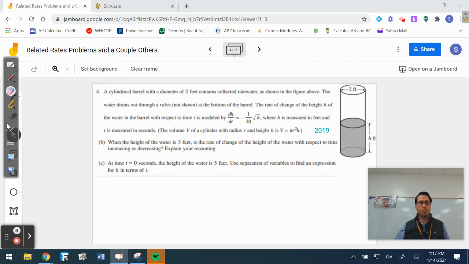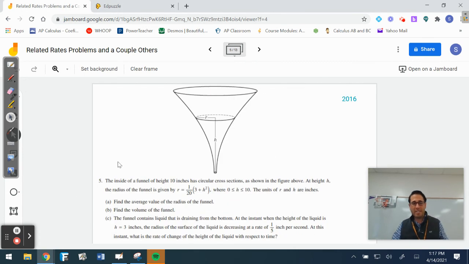Here we go. They had some related rates. They had some separating of variables. Like I said, this lesson is going to have a little mix and match. Let's see how you guys do. But please challenge yourself. All right, we are going to do next 2016, number 5. Hit pause and let's see how you do.